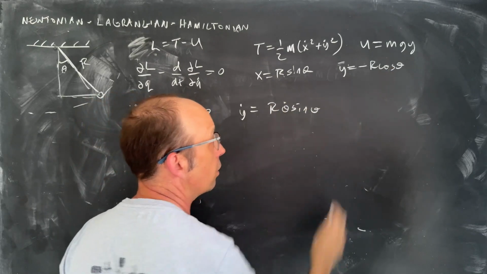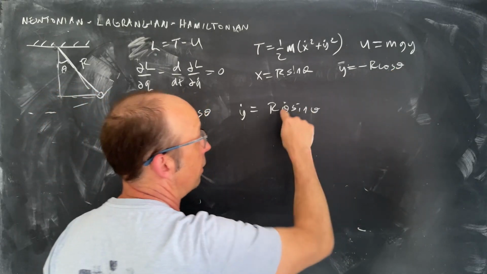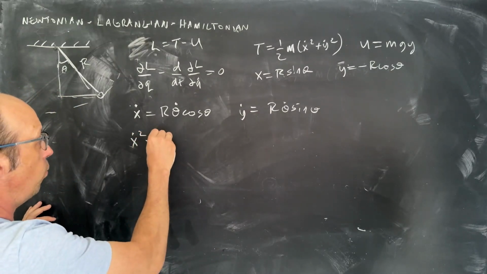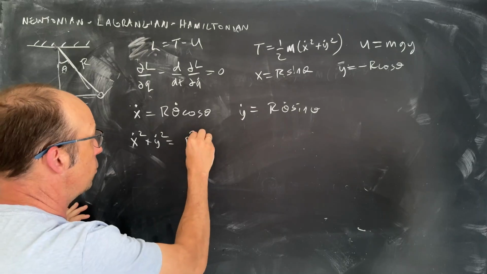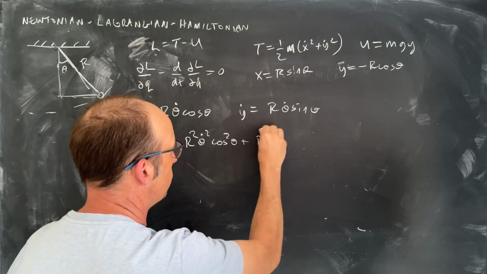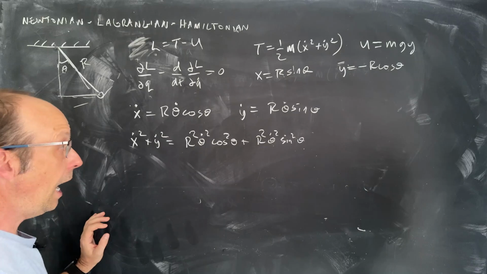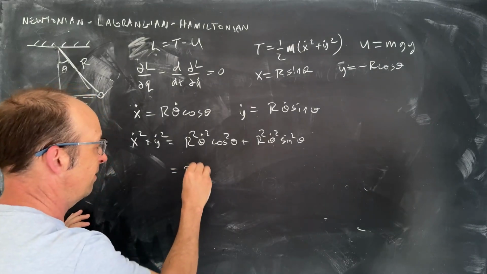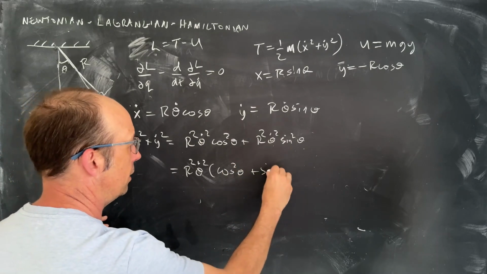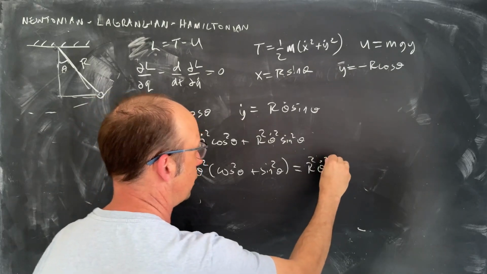So here, the derivative of cosine theta is negative sine, so that cancels that. And then I have to take the derivative of theta, so I get a theta dot. Now when I square these and add them together, x dot squared plus y dot squared is equal to r squared theta dot squared cosine squared theta plus r squared theta dot squared sine squared theta. I can factor out an r squared theta dot squared, and then I have cosine squared theta plus sine squared theta. So that's just 1. So I get r squared theta dot squared. So that's not too bad.